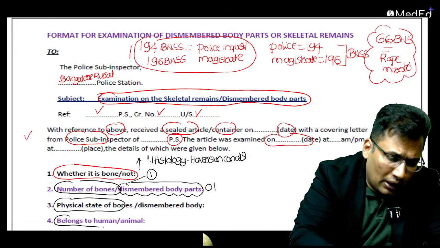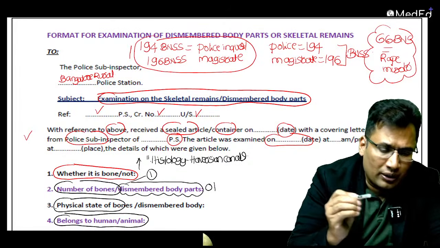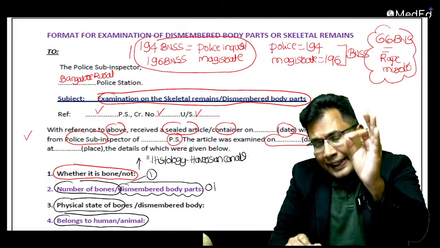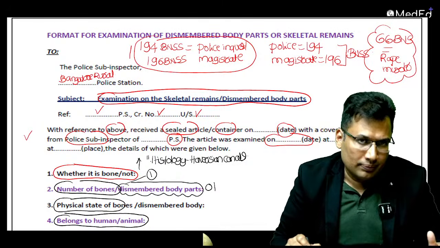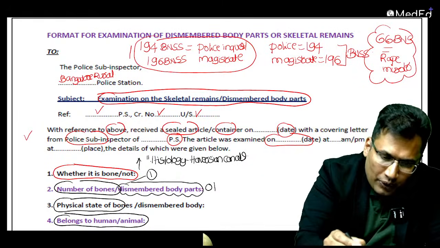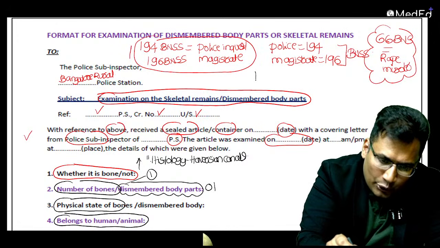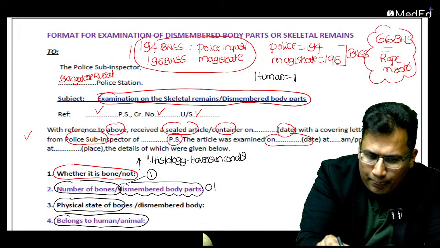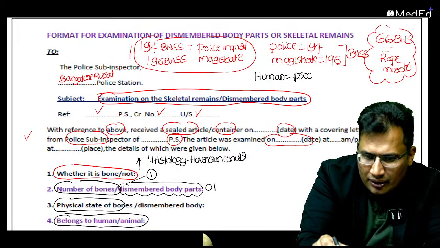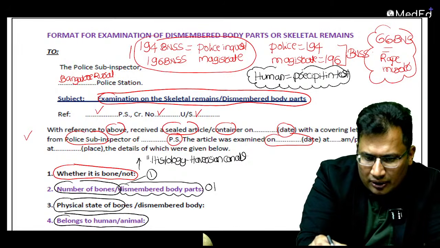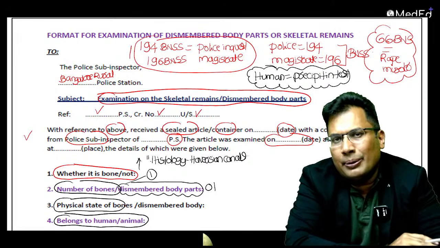Belongs to human or animal? This is an important question. How to identify the species of the bone? Your answer must be precipitin test. Human. How? Precipitin test. Keep writing, guys. Whether human or not, the test is precipitin test.